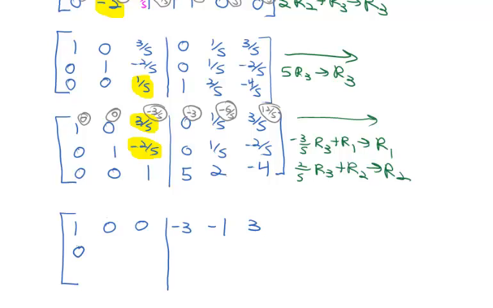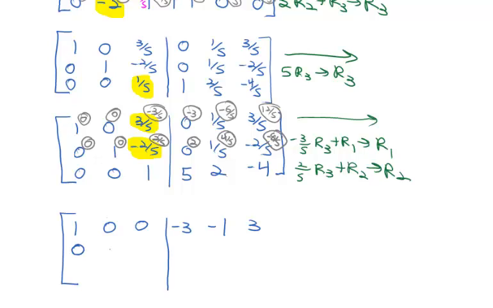The second row, whoops, we need to do our multiplying first. Multiplying by 2 fifths this time. 0 times anything is 0. 0 times anything is 0. 1 times 2 fifths is 2 fifths. 5 times 2 is 10 fifths, which reduces to 2. 2 times 2 is 4 fifths. Negative 4 times 2 is negative 8 fifths. And so what does that give us in the second row?